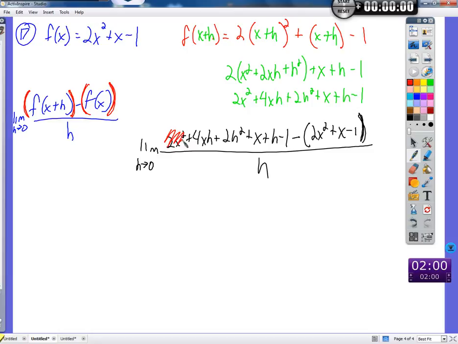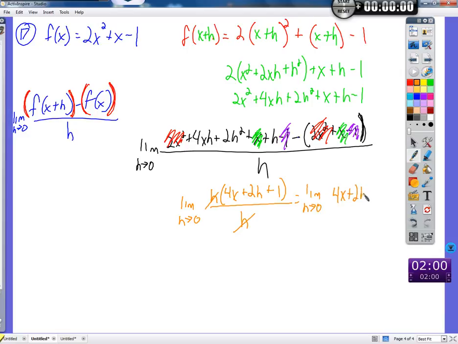We distribute the negative, we get a 2x squared minus a 2x squared. We get an x minus an x. We get a negative 1 minus a negative 1. They cancel each other out. So now we get the limit as h approaches 0. What do you notice about all the terms that are left? There's an h in every one of them. In case this has been confusing, we can write it differently. Every one of them has a factor of h, so we could factor out that factor. There's one h factor left in each. h cancels h. The limit as h approaches 0 of just what's left when we factor out that h.